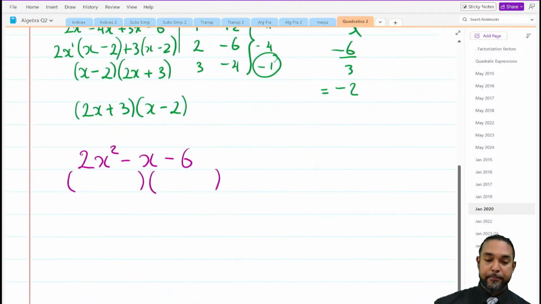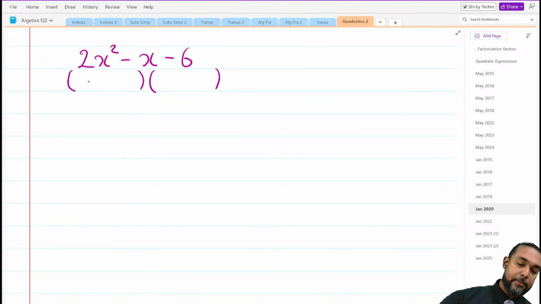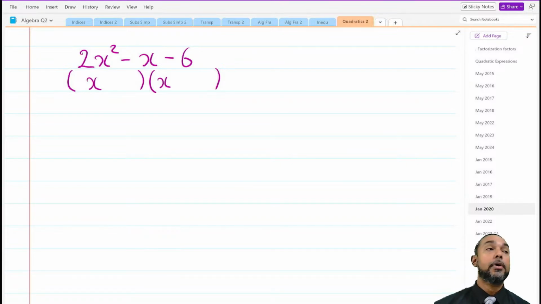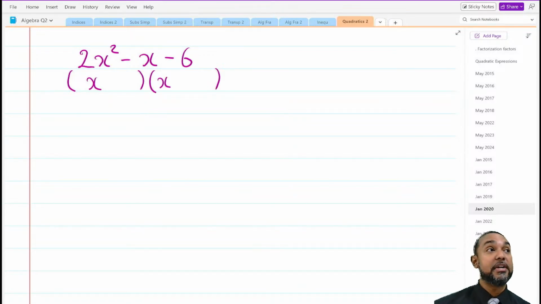Right, now check this. If we know that this is going to factor into 2 brackets, and the first term has to be the x term, then x by x will give us x squared. But is this just x squared or is it 2x squared? 2. Now, we therefore need to put numbers in front of here that when you multiply will give us 2. But the good part about 2 is that 2 only has 2 factors. What numbers multiply to give us 2?